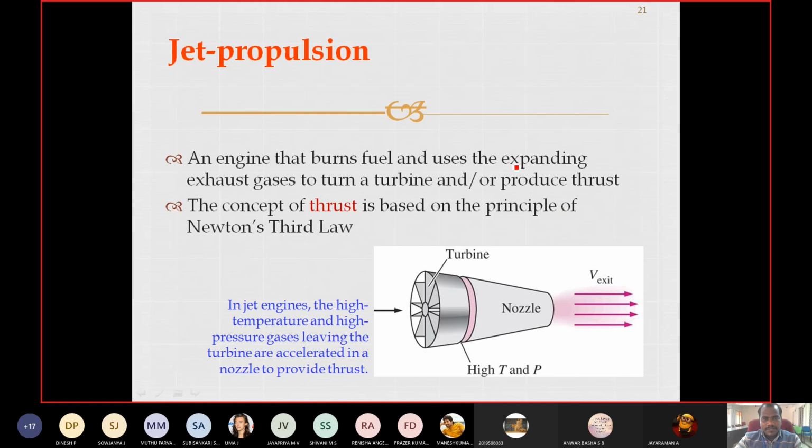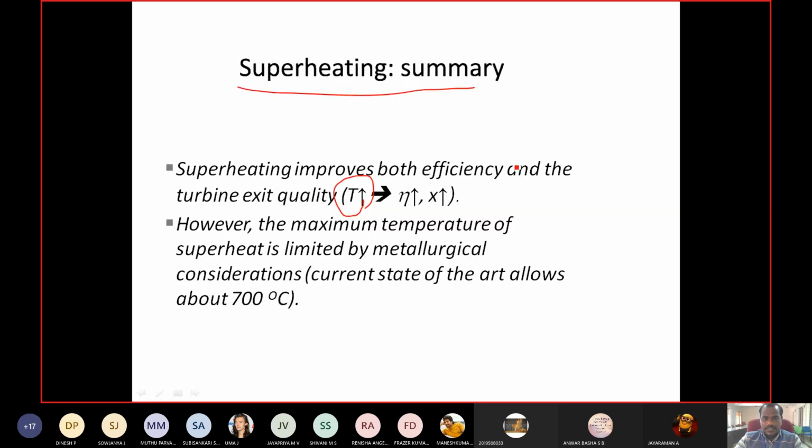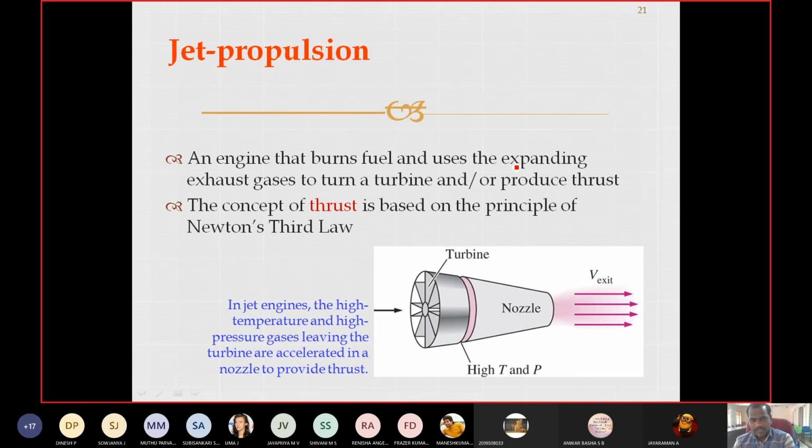Then, that's from the Rankine cycle. Right, so we can move to the next chapter, that is jet propulsion. In this third unit we have the chapter on jet propulsion. Actually this is your gas turbine, gas cycle, right? What we discussed in the Rankine cycle is a vapor cycle, but here in jet propulsion we will use the gas cycle, right? So we can look at what jet propulsion is.